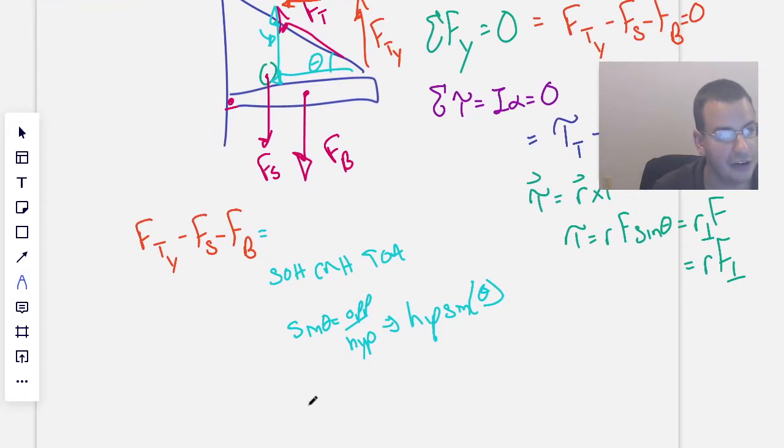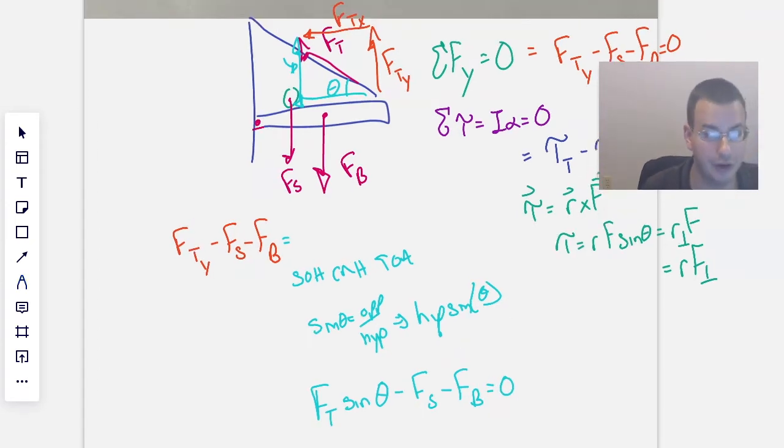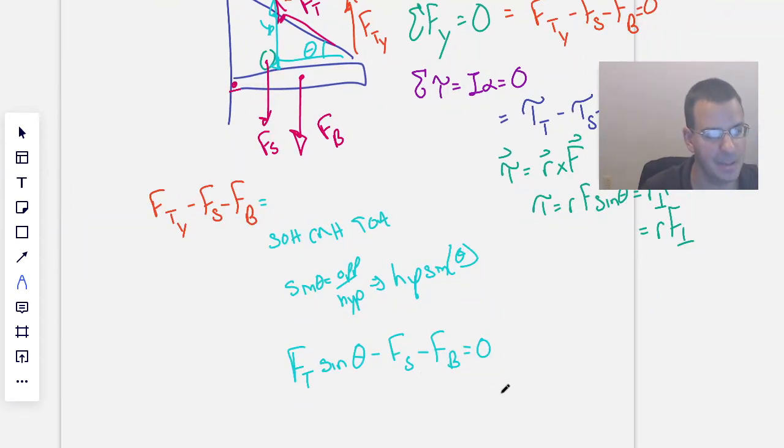So we have force tension in the y direction, which is our opposite, is force tension, which is what we want to find, times the sine of theta, minus force of the squirrel, minus force of the beam. We're given force squirrel and force beam, so that's good. I'm going to set this equal to 0 for now. We're going to see where this goes.